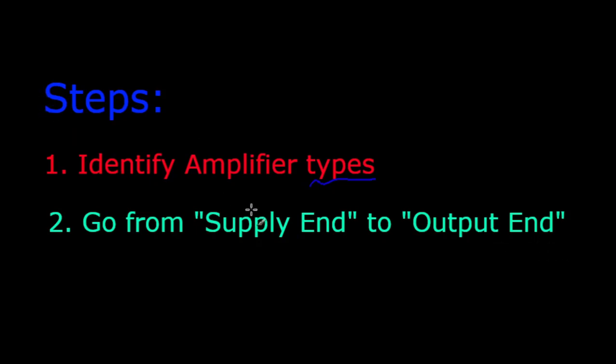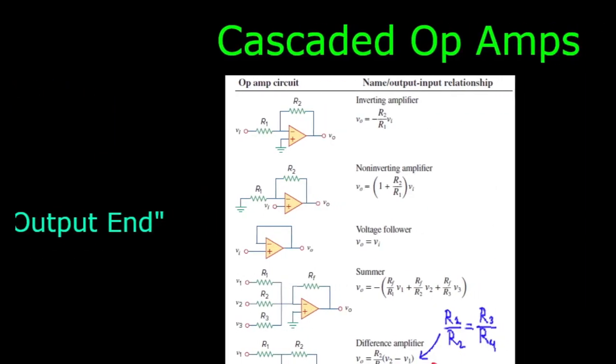All right. With all this discussed, let's not keep it to theory any longer. Let's actually try to solve one of these problems. We're going to start with a simple one. So here we see two op amps. Now, as I said, we should try to identify the amplifiers' types, and this is how you do it.